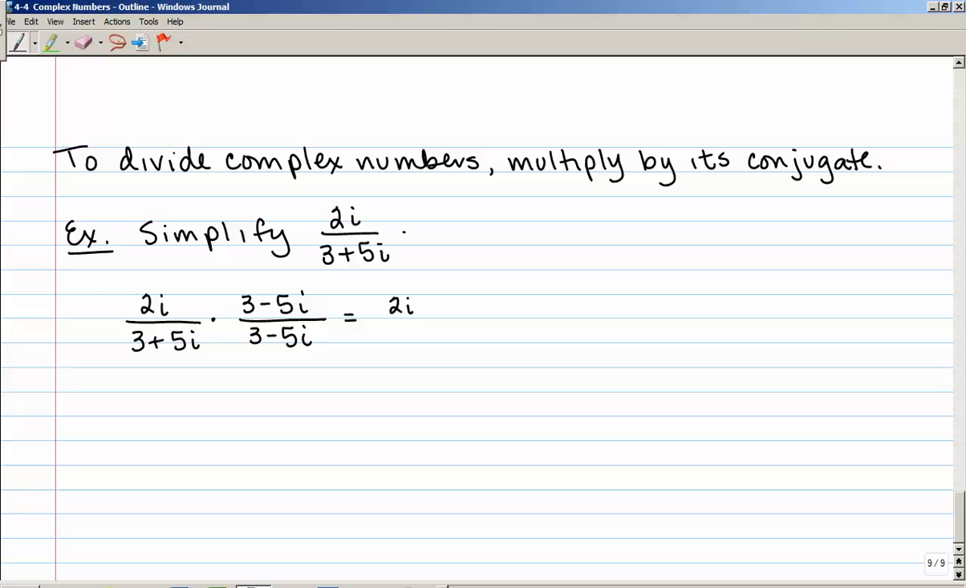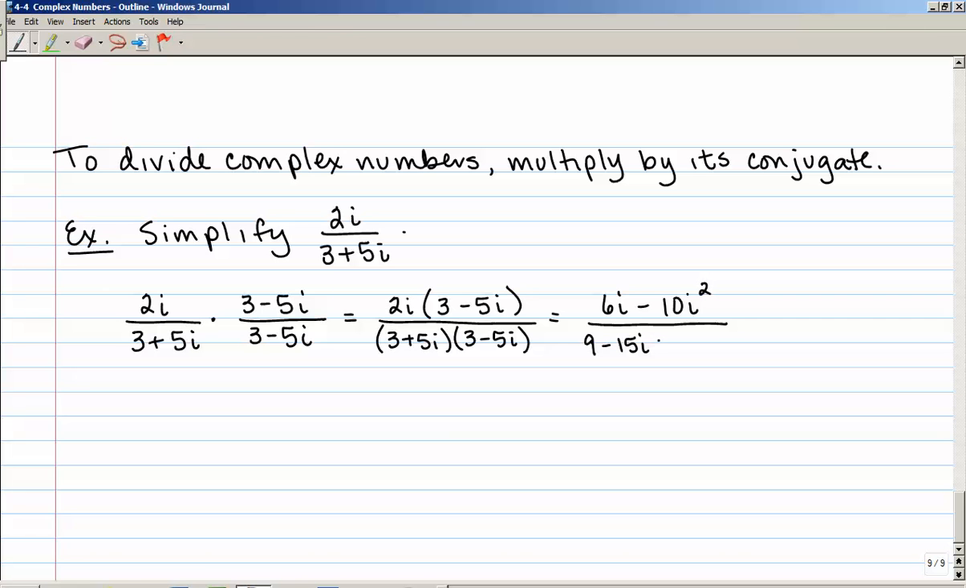So on the top, I'll go ahead and write this out. On the top, I will end up distributing, and then on the bottom, I will end up FOILing. And that's going to give me 6i minus 10i squared. I think I'm going to have a lot of cleaning up to do there. And on the bottom, when I FOIL, 9 minus 15i plus 15i minus 25i squared. And the idea here is I don't want to have any i's in the denominator.